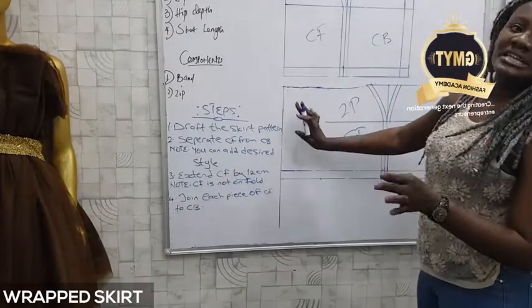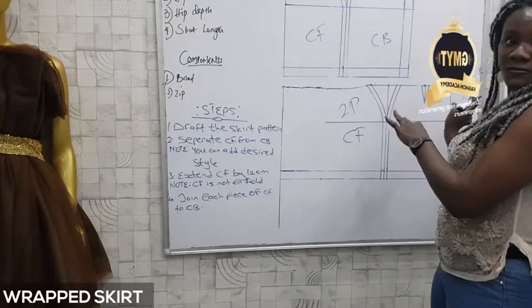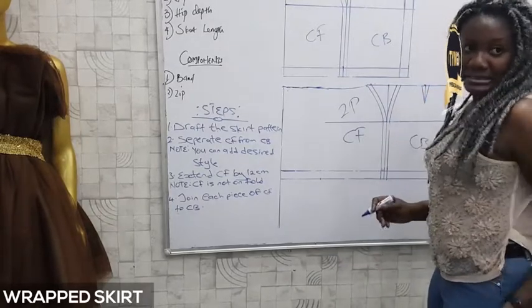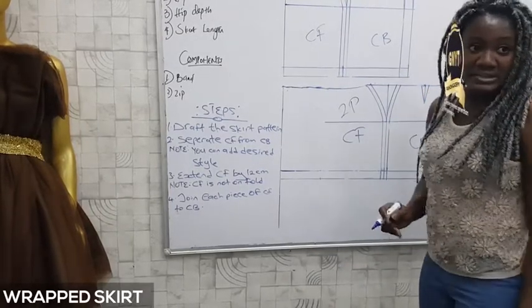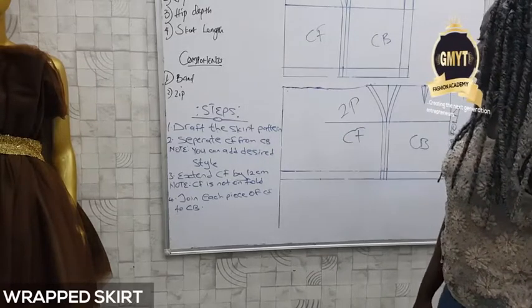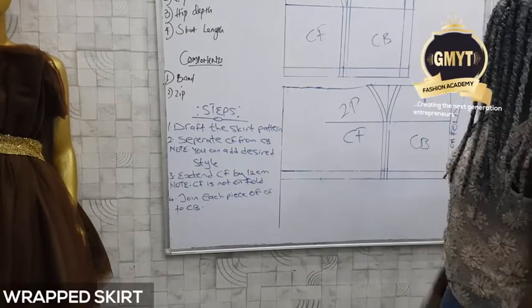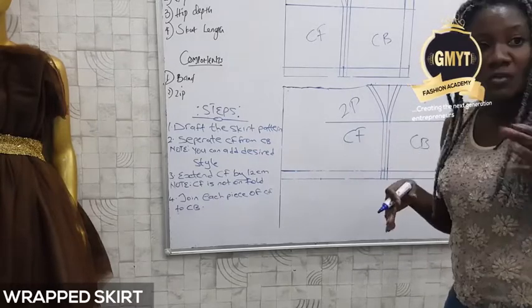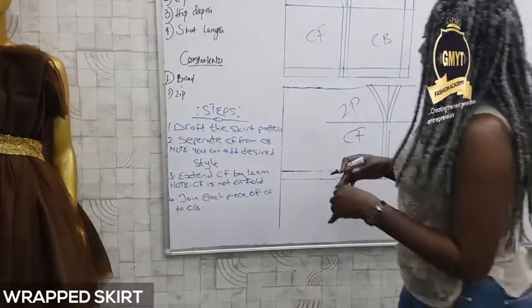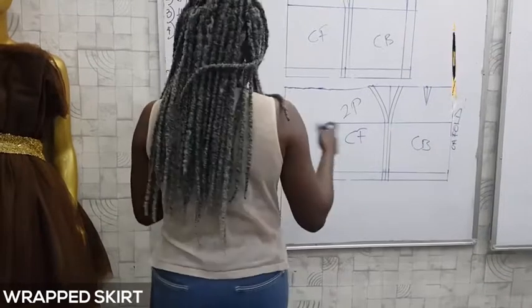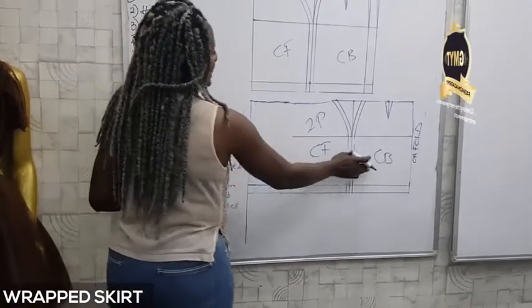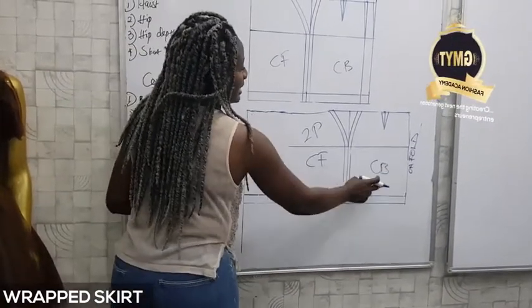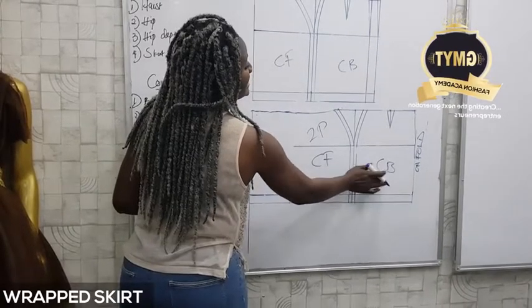So instead of the center front being on fold, now the center back is on fold, and then you have 1 piece of your CF attached to the left side, the other piece of your CF attached to the right side, and then you join your wrap skirt. Now let me just spice this up a little bit. If you want to add more to it, I have my CF and I have my CB. Don't forget my CF and my CB is the one on fold.